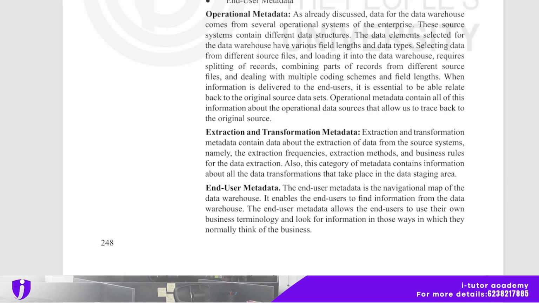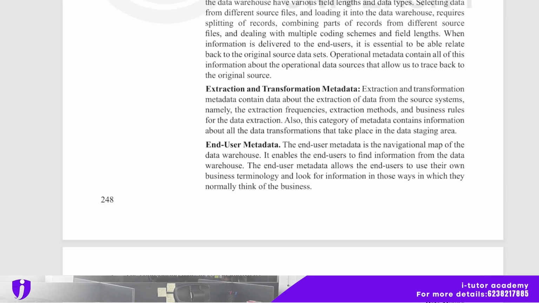Next is extraction and transformation metadata. Extraction and transformation metadata contain data about the extraction of data from the source systems, namely the extraction frequencies, extraction methods, and business rules for the data extraction.